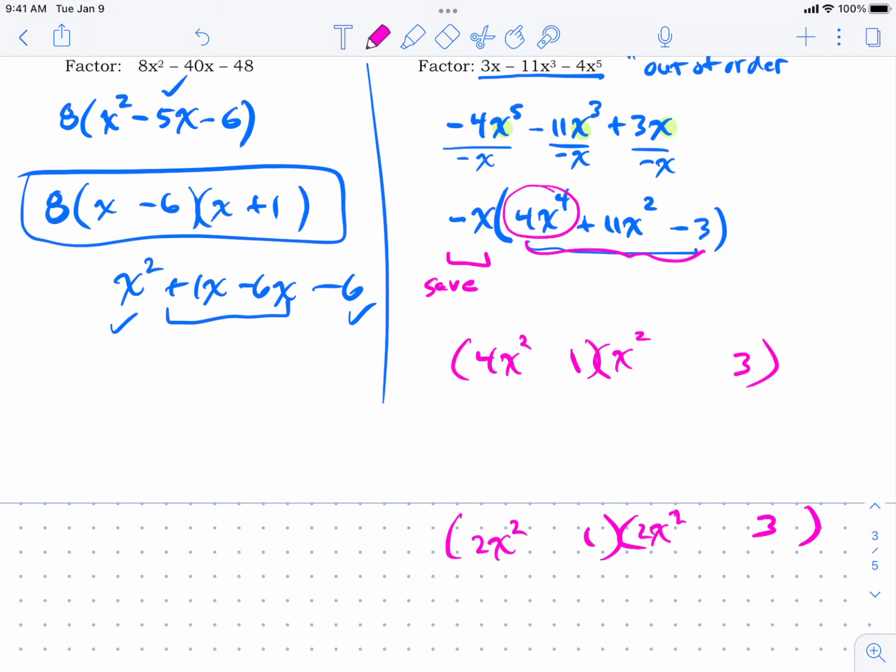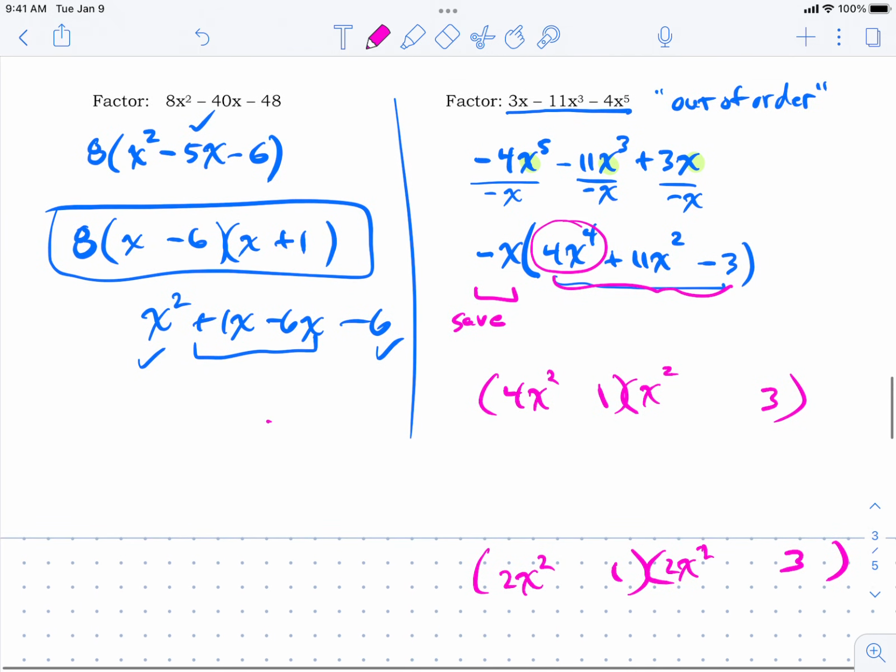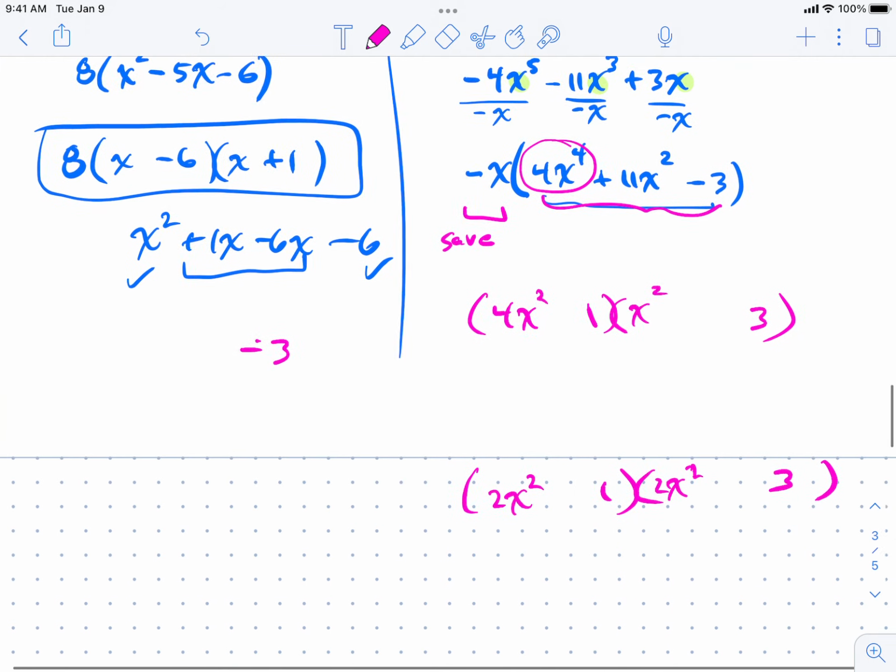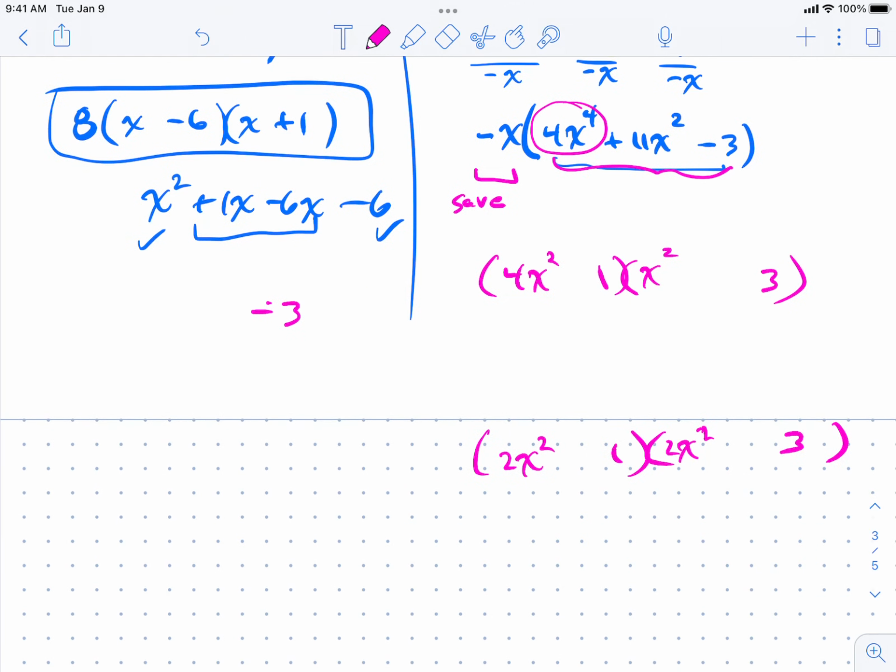Now if I list all my possibilities, I've got a negative 3, so what are all the ways I could break up negative 3? I could either go 1 times 3 or 3 times 1. Why did I say it twice? Because I don't know if the first one's negative or if the second one's negative. So I've got 4 things to try. That's not so bad.